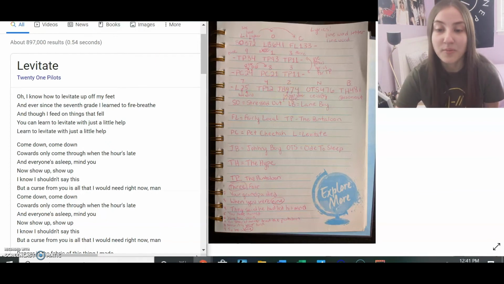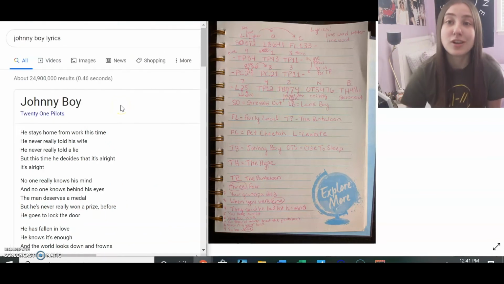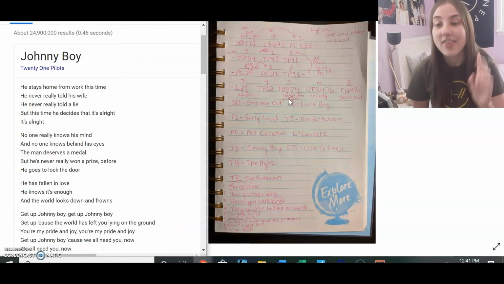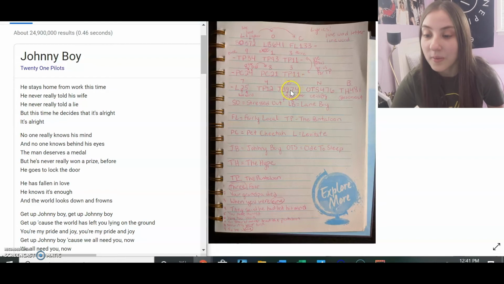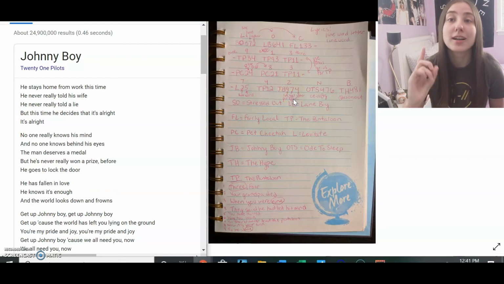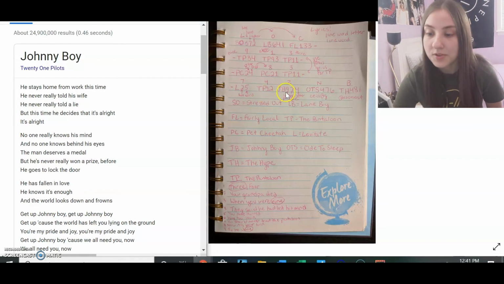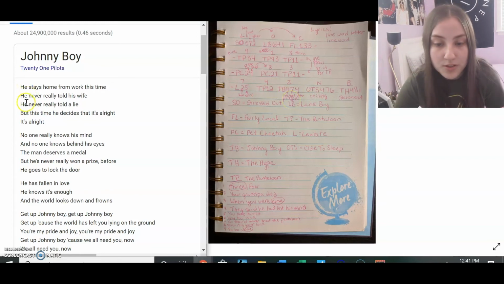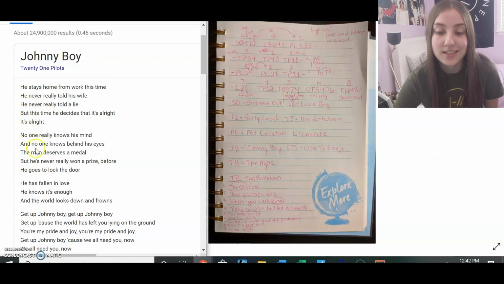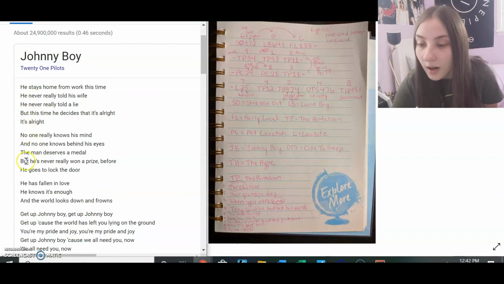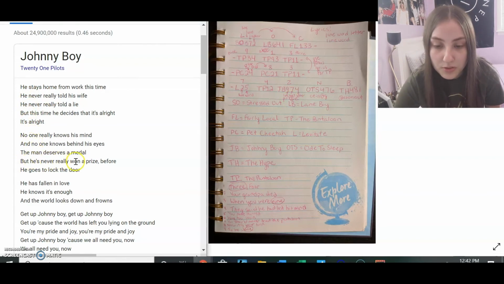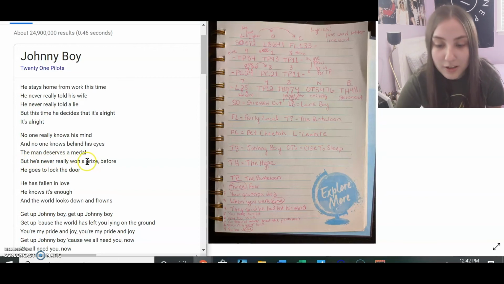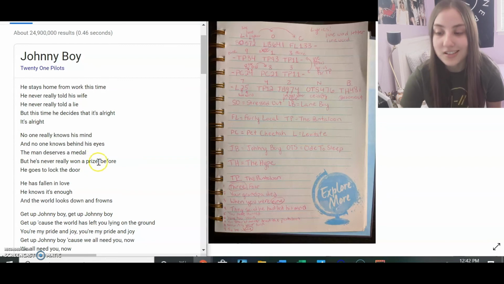Next is JB, which is Johnny Boy, and for this one we have 3 numbers again, and that means that we are going to be doing line, word, letter. So we have here line 9, 1, 2, 3, 4, 5, 6, 7, 8, 9. Word 7, 1, 2, 3, 4, 5, 6, 7. So our word is "prize," and our fourth letter of "prize," 1, 2, 3, 4, is Z.